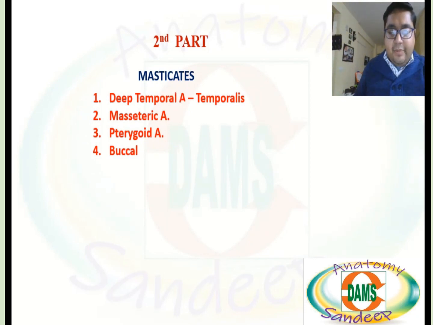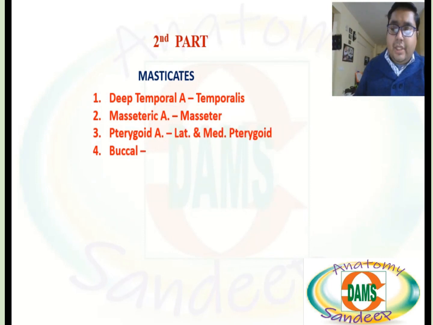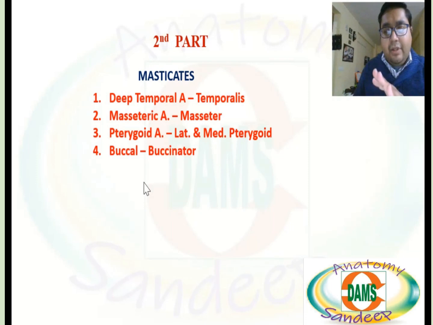So we have the deep temporal artery for the temporalis, and for the masseter we have the masseteric. Both the pterygoids will be supplied by the pterygoid artery. Now the buccal branch of the mandibular nerve does not supply the buccinator, but the buccal artery here will supply the buccinator. Remember, nerve is specific for the muscle, artery is specific for the region. Wherever they go, they supply by giving capillaries.